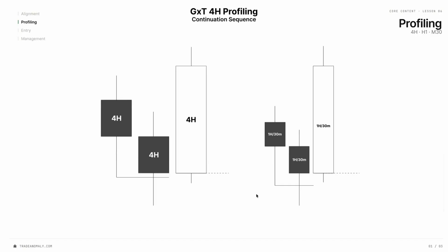And lastly, let's go over the continuation sequence for the 4-hour as our higher time frame and the hourly and 30-minute as our confirmation. So simply here is when a higher time frame candle opens. What is it opening into? An aligned candle 3 or 4. In this case, we're going to be using the hourly and the 30-minute.